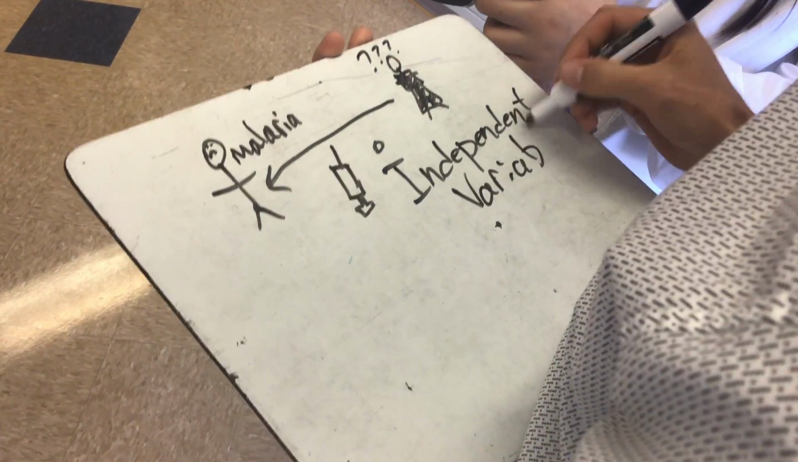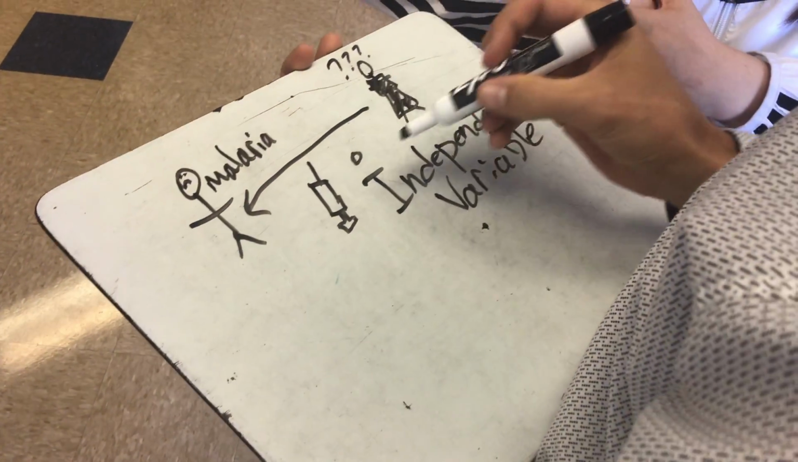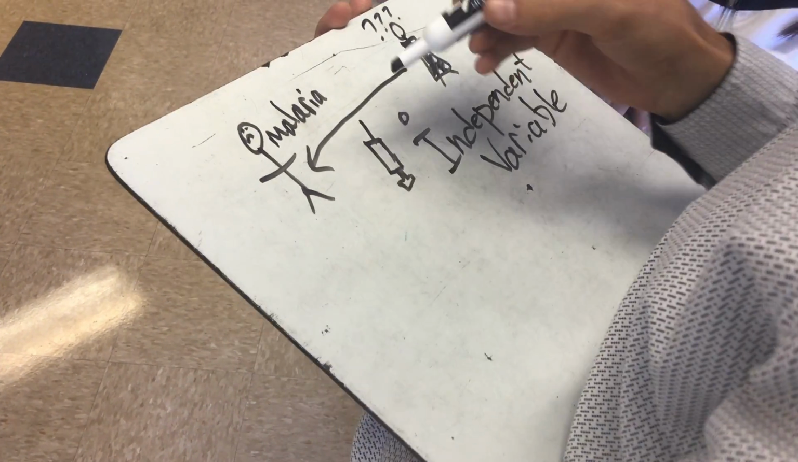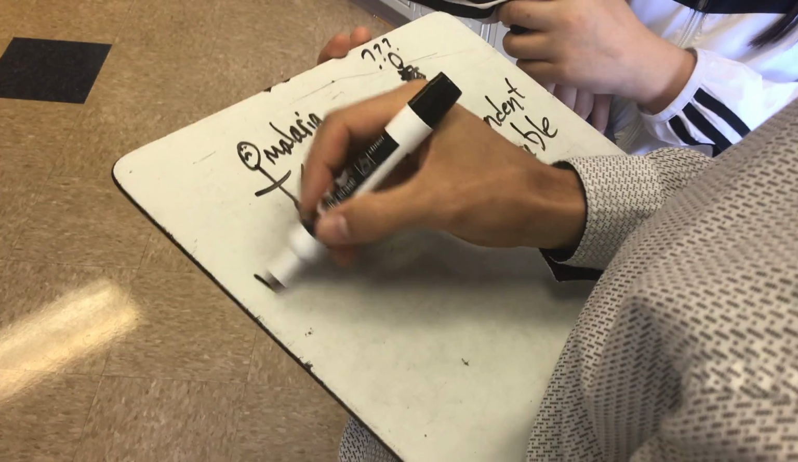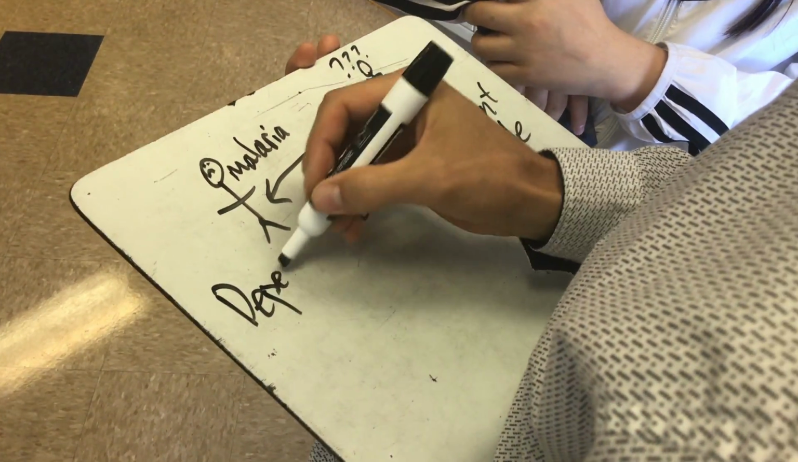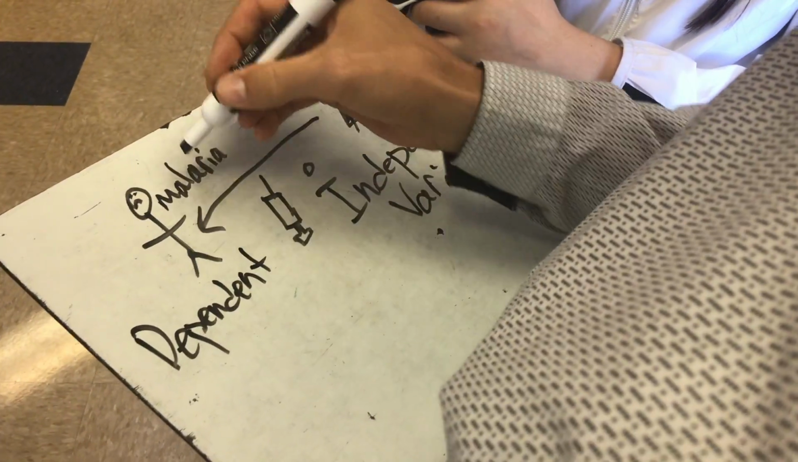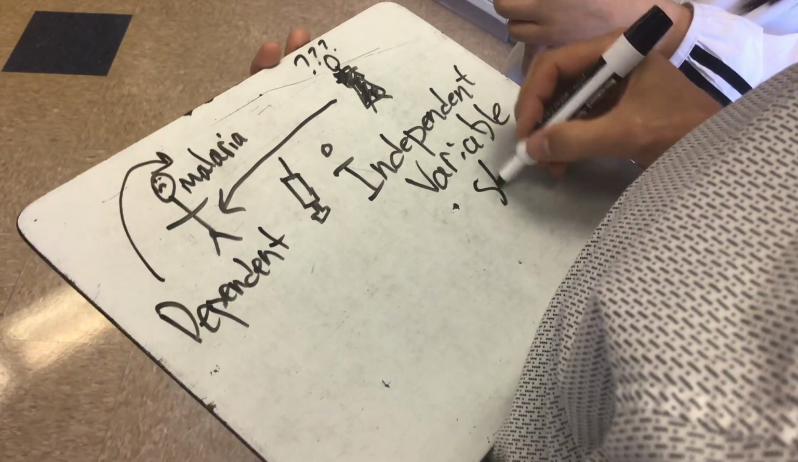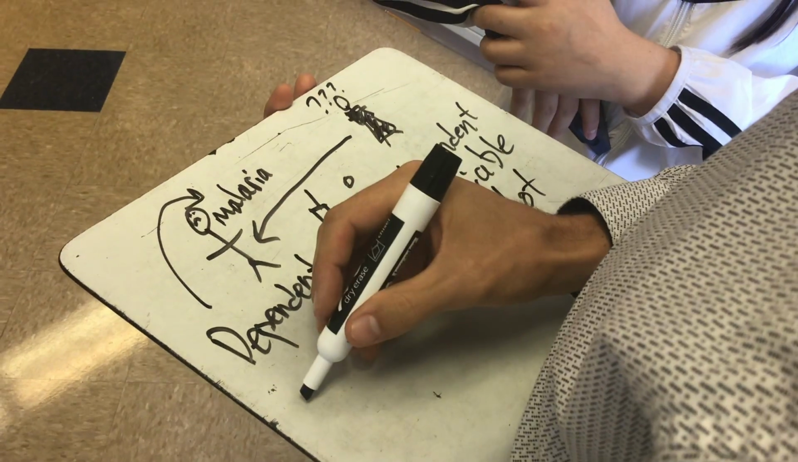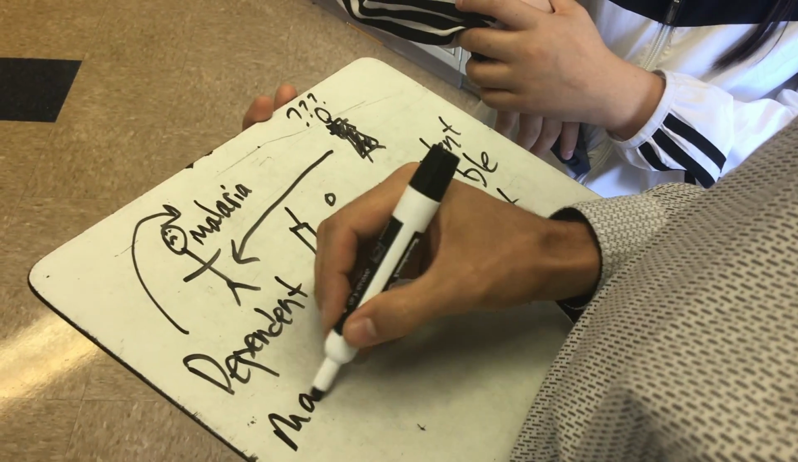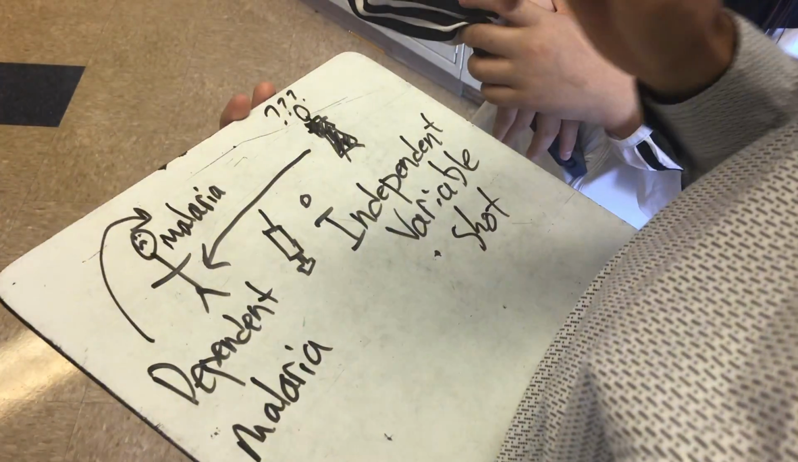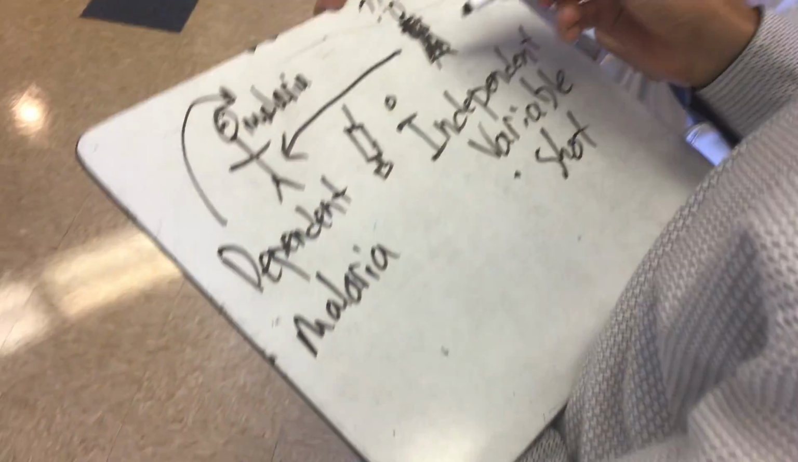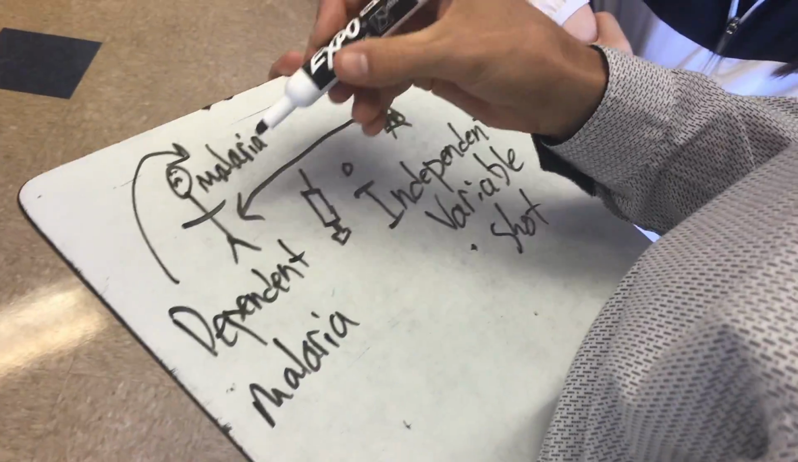And then what are you trying to do? What is the purpose of the shot? What are you trying to do with the shot? Exactly. So the dependent variable is the thing you are trying to affect with the independent variable. So in this case, the dependent variable is curing malaria. Okay? So the independent variable is the shot in this example, and the dependent variable is what happens to the malaria. See how there's a relationship? Trying to find a relationship between those two things? That make sense? Okay.